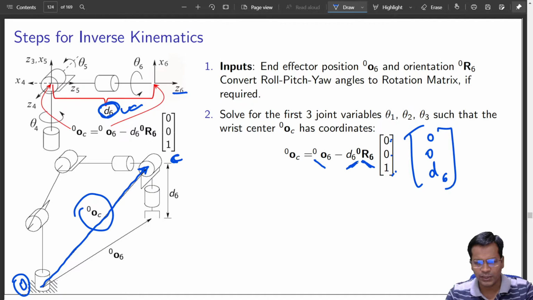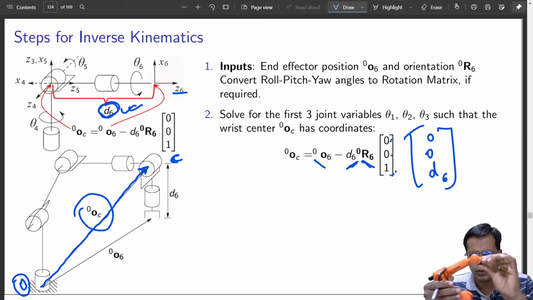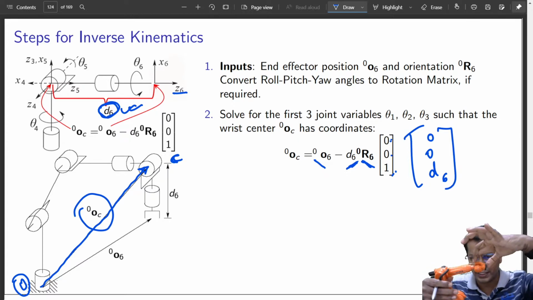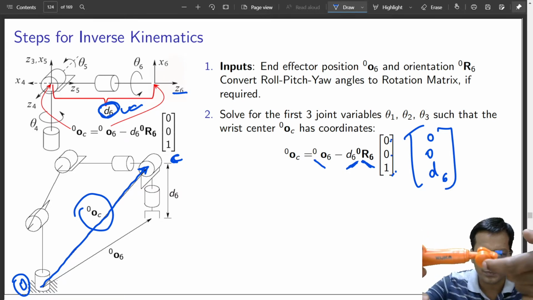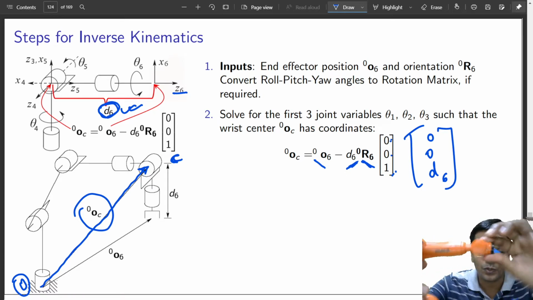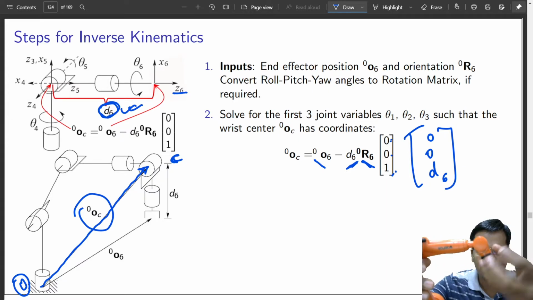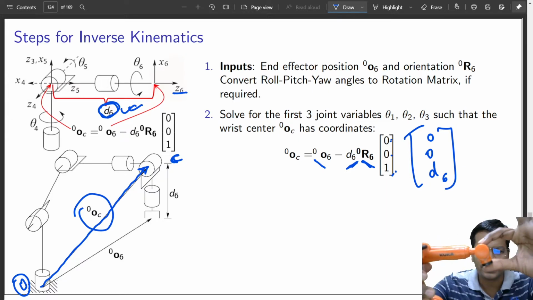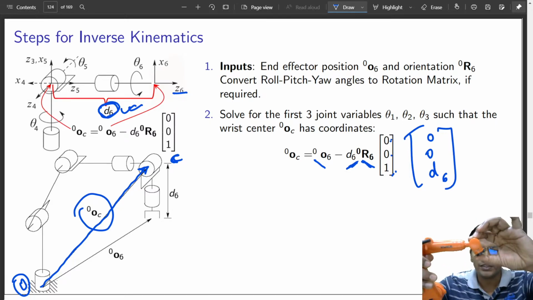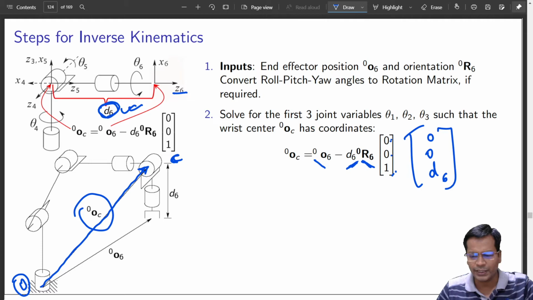So you know, D6 length, that means the last link length. If you can recall your robot system, D6 was this length. That is the wrist center point to the end effector point distance. So D6 orients in the way your last frame is oriented, and D6 rotates along with that orientation. So you just rotate D6.